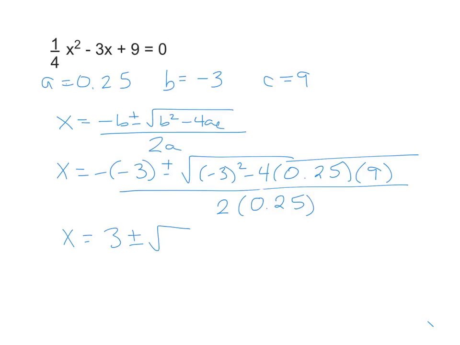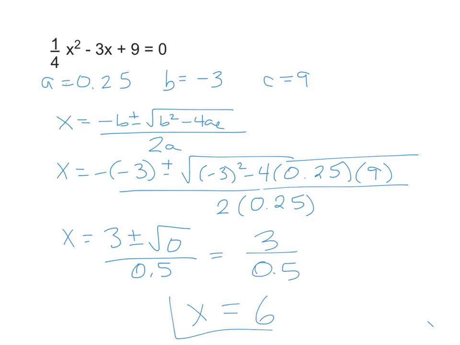When I put all that in my calculator, I get 0, and then 0.5 on the bottom. If you got an error when you put that in, it's because you didn't include those brackets around the negative 3. What's the square root of 0? 0. So it's like negative 3 plus 0 or negative 3 minus 0, and both of those are 3 in the numerator. So it's just 3 divided by 0.5, and the answer is just x equals 6. This has only one solution.